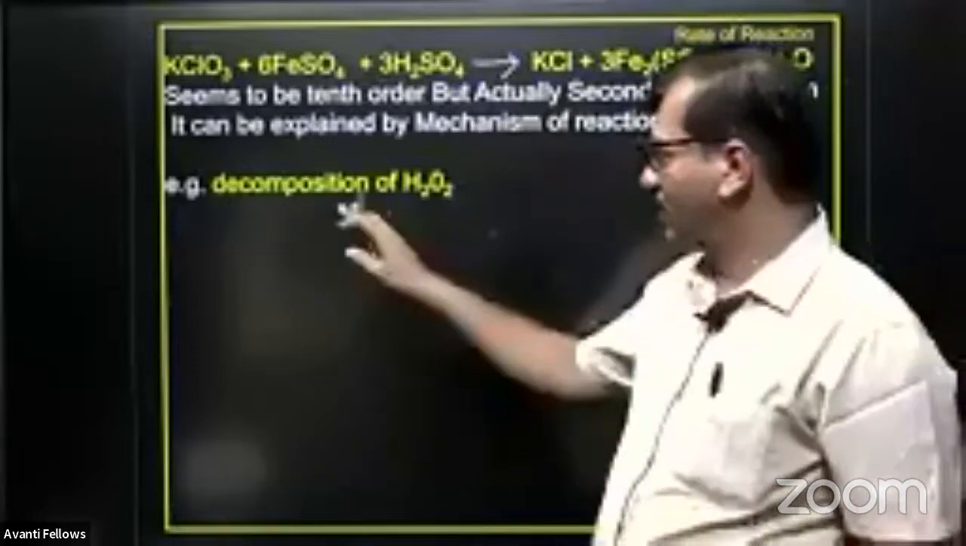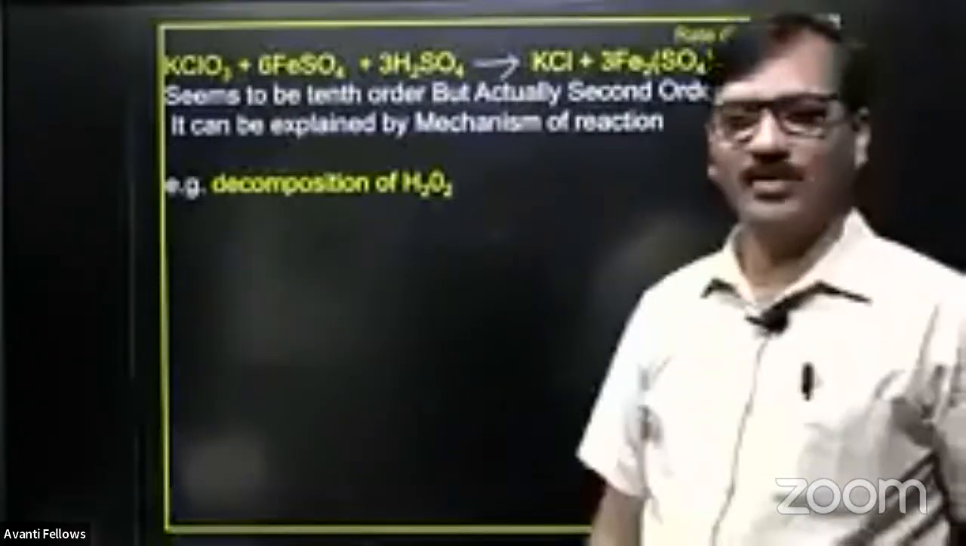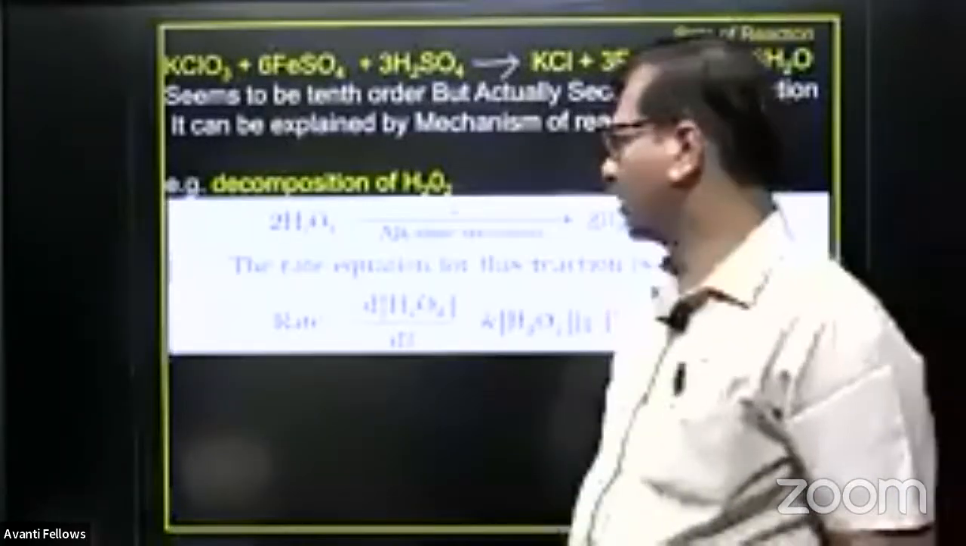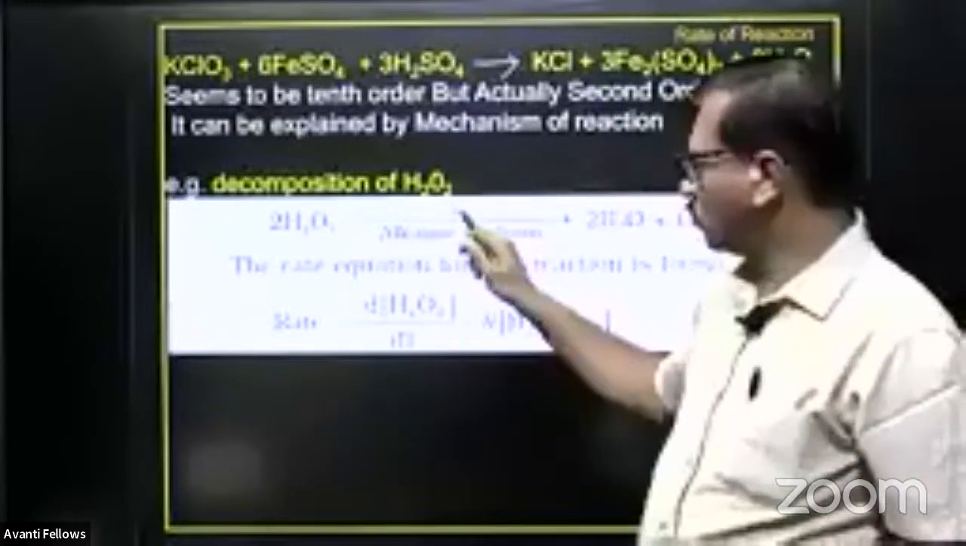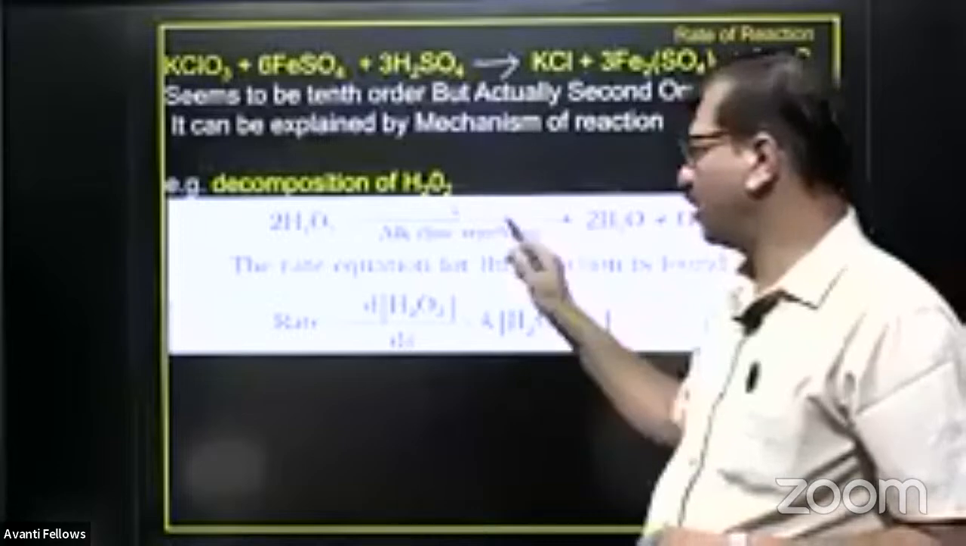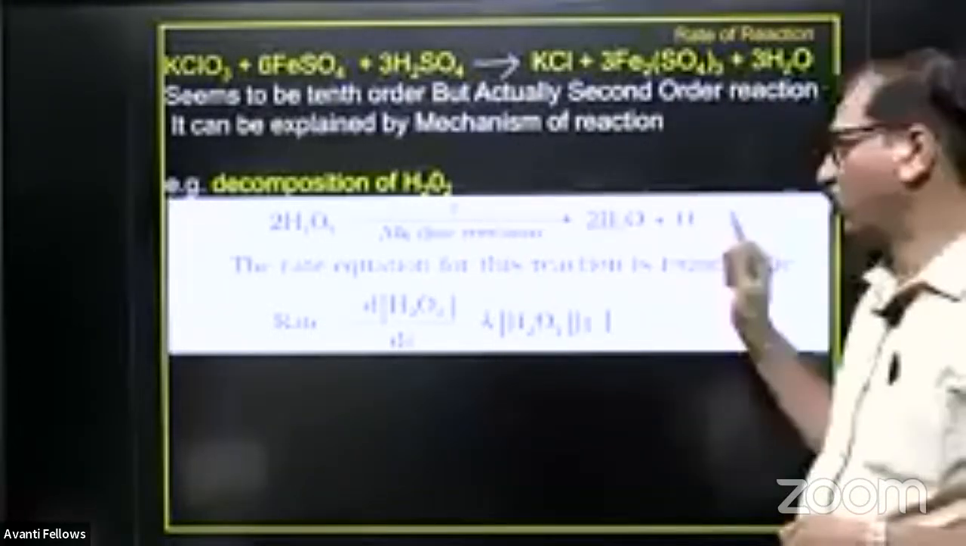Let us take the decomposition of H2O2 to tell you how exactly mechanisms are explained. H2O2 in the presence of iodide ion in alkaline medium undergoes decomposition to give H2O and O2.